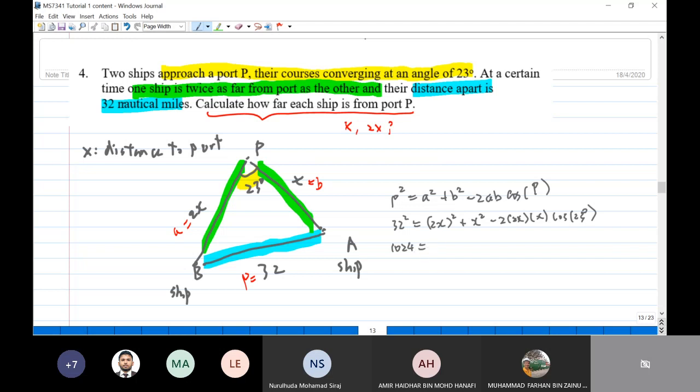2x squared, you square both, right? You get 4x squared now, plus x squared. This one actually equals minus 4x squared cosine. Okay, 2 times 2 is 4, right? 4x squared cosine 23 degrees. So where cosine 23 degrees, then times 4. So let's try, you get this one, 4 times cosine 23.